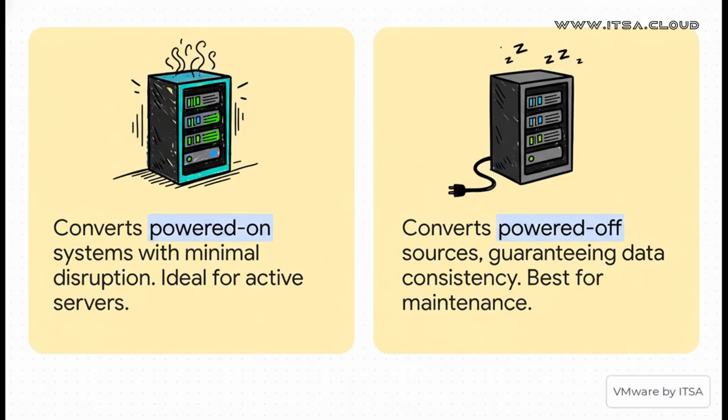Okay, this part is really crucial. How you actually do the migration. You've got two main choices. Hot cloning means you convert a server while it's still up and running. This is amazing for active systems where you absolutely have to minimize disruption. Then you've got cold cloning, where you power the machine down first. This is perfect for planned maintenance windows because it guarantees 100% data consistency during the move.